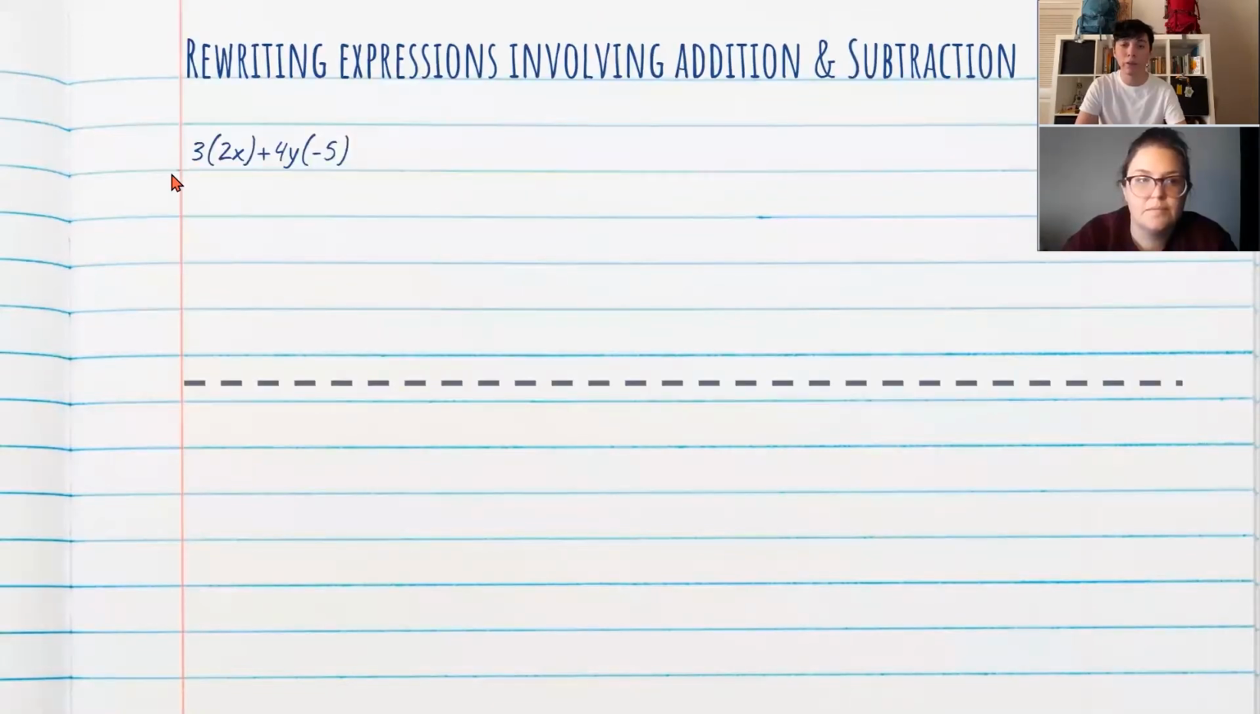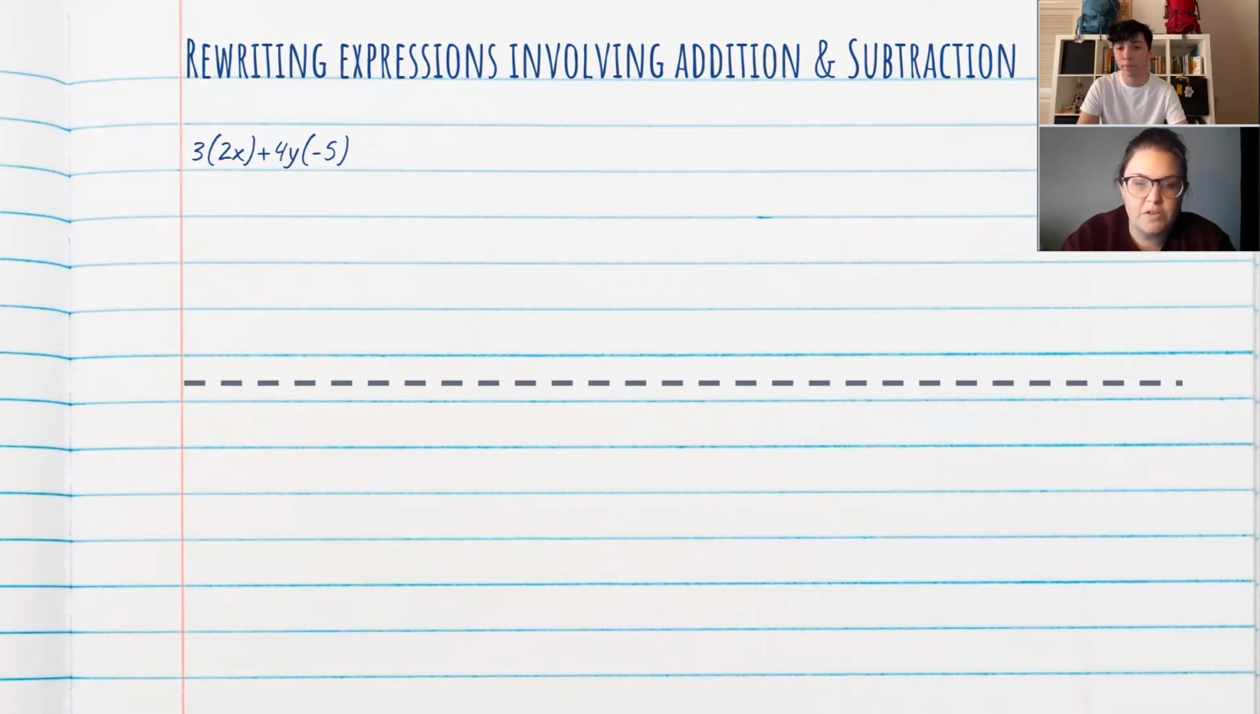Okay, so here we see the expression 3 times the quantity of 2x plus 4y times negative 5. Notice that we have two variables here instead of just the one that we dealt with in the last slide. So how would we go about doing this, Ms. Hilton? How would we expand this out?